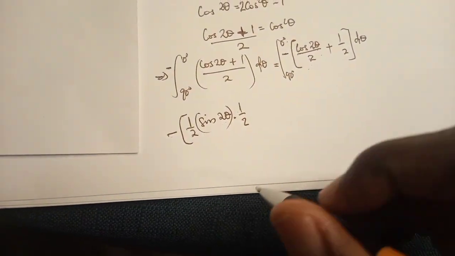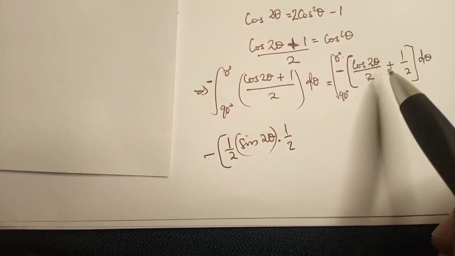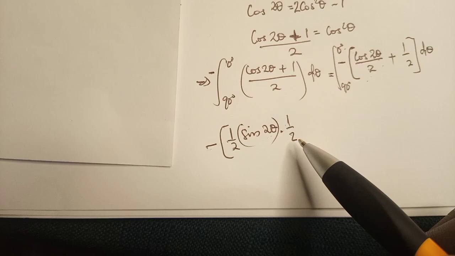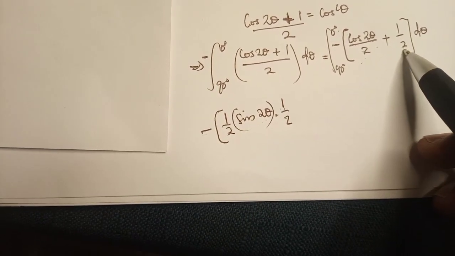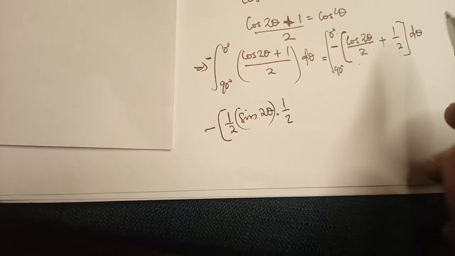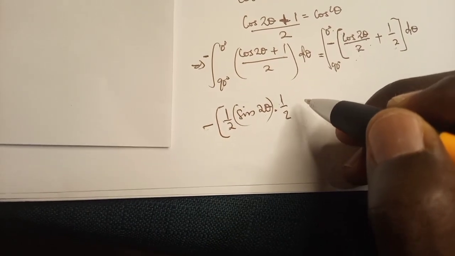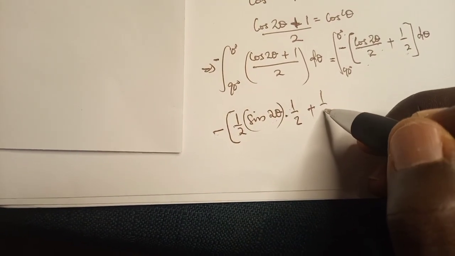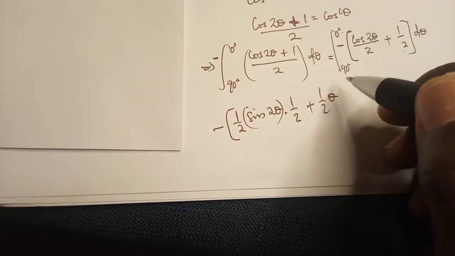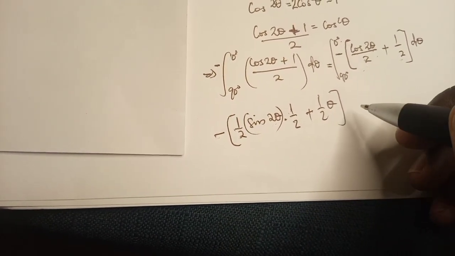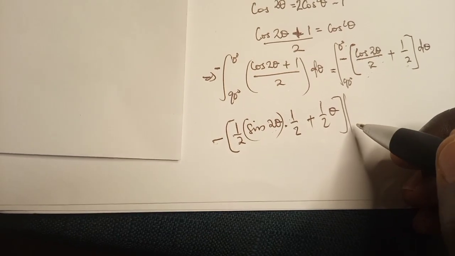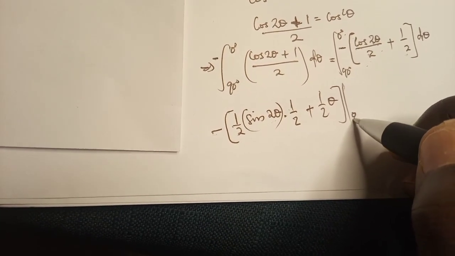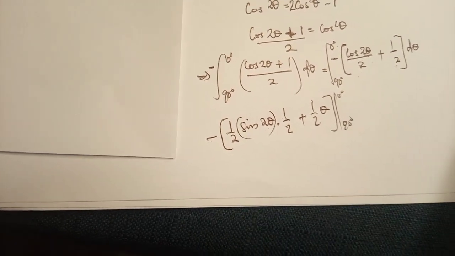I think you're familiar with integration by substitution, so you understand what I just did right now. So you do the same thing for this also. This is a constant, so when you integrate that, you'll be getting theta, so you have half of theta, and all should be evaluated from 90 degrees to 0 degrees.